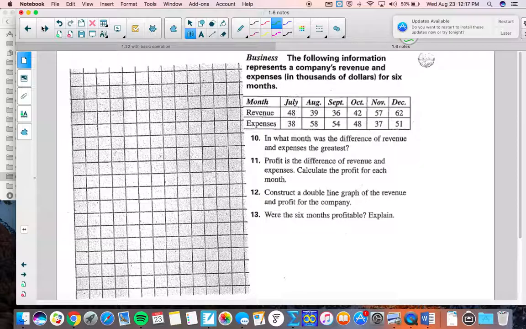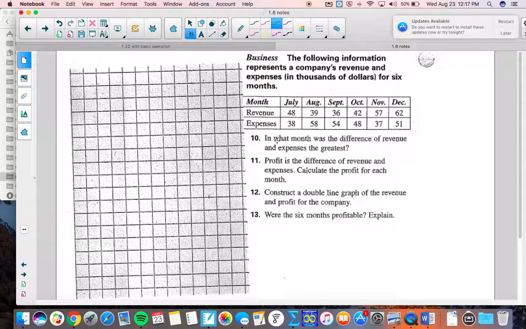The following information represents a company's revenue, so how much money they bring in, for 6 months. So here's revenues and their expenses. In what month was the difference in the revenue the greatest? Now, what's nice here is they don't ask us to graph it. You know what? I really don't. I think they will actually in a little bit.